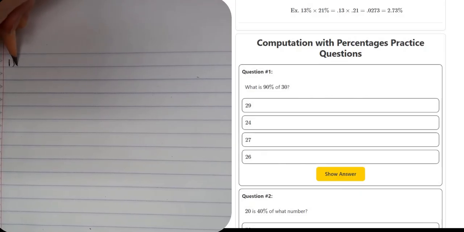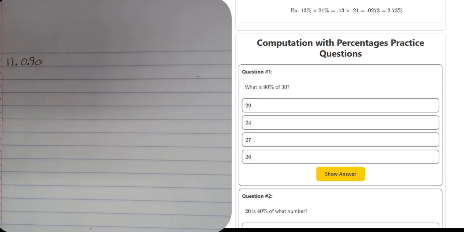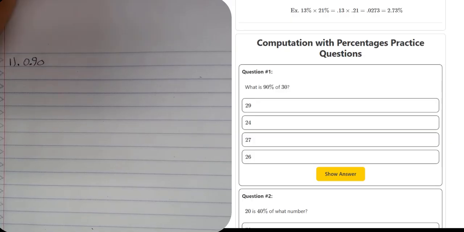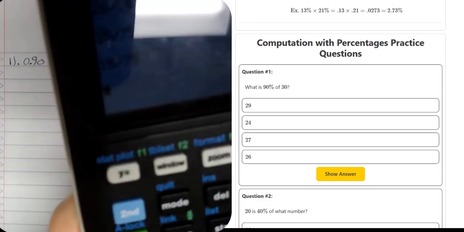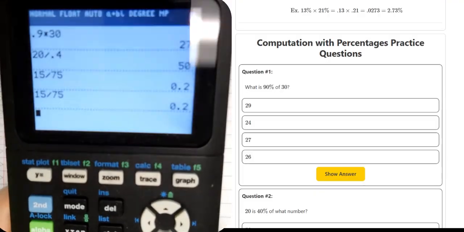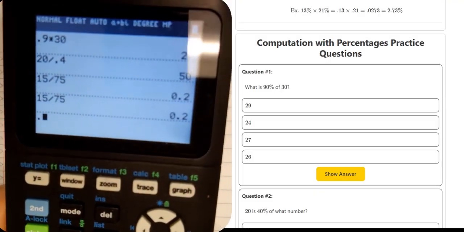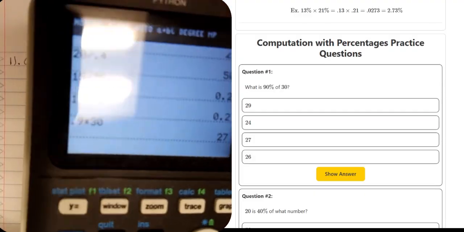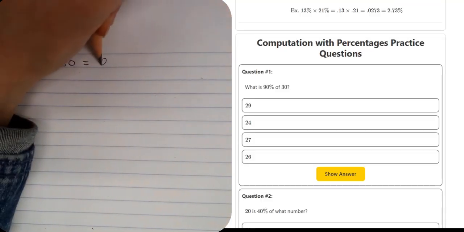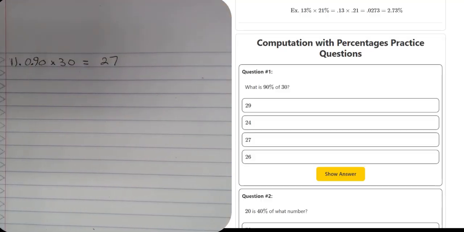So what we're going to do is turn that 90% into a decimal. So it's going to be 0.9 or 0.90. Doesn't matter. These zeros don't mean anything, so it's completely up to you. Times 30 to find out what 90% of 30 is. Just multiply it by the percent as a decimal. So we've got 0.9 times 30, 27. So 27 is 90% of 30.